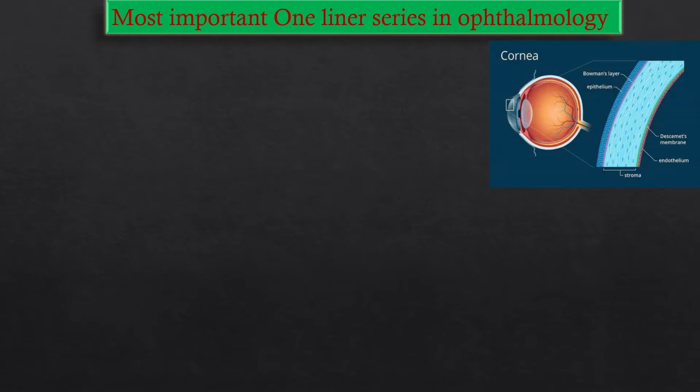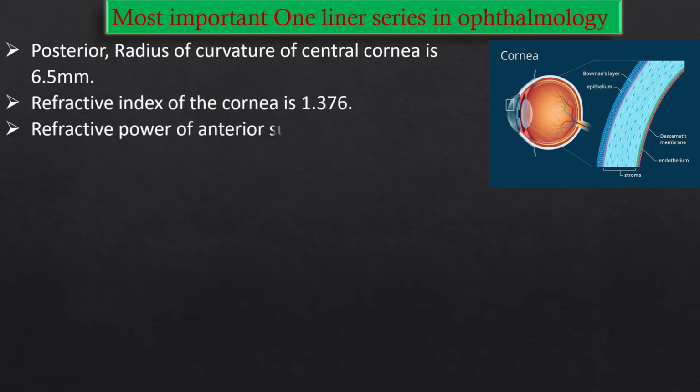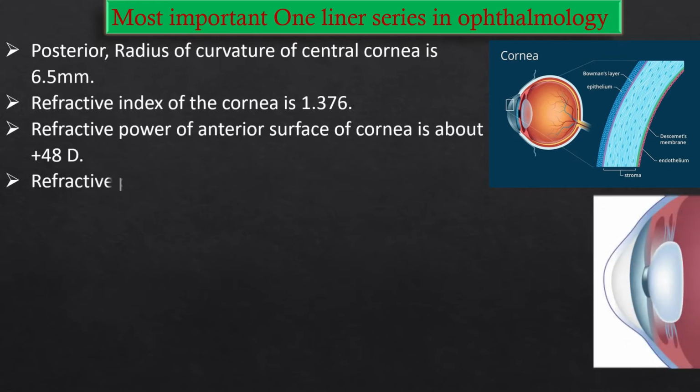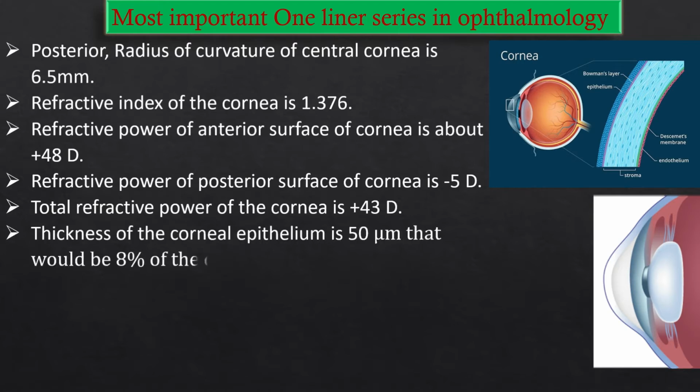Refractive power of anterior surface of cornea is about plus 48 diopter. Refractive power of posterior surface of cornea is minus 5 diopter. Total refractive power of the cornea is plus 43 diopter. Thickness of the corneal epithelium is 50 micrometer, that would be 8% of the corneal thickness.